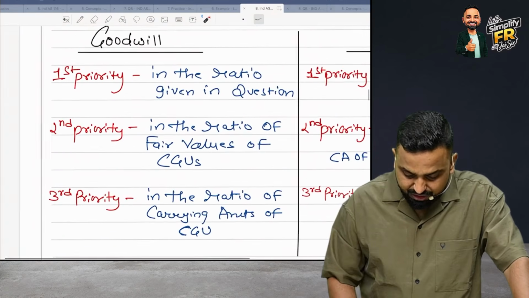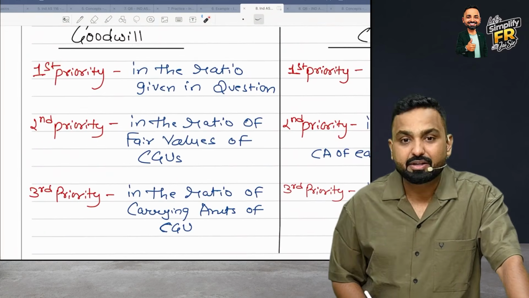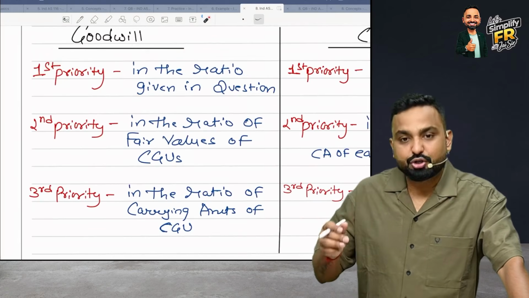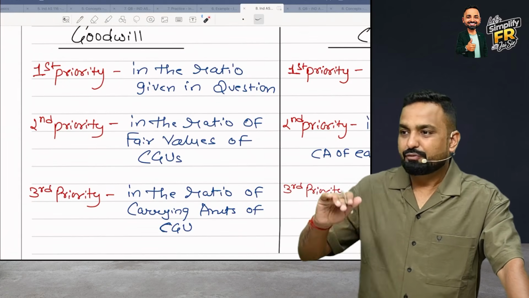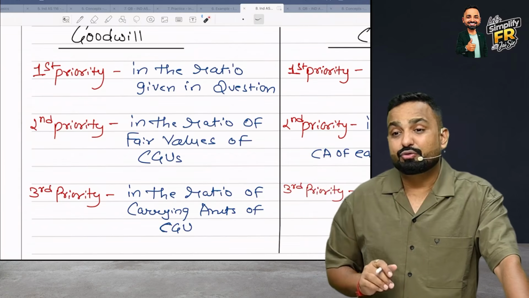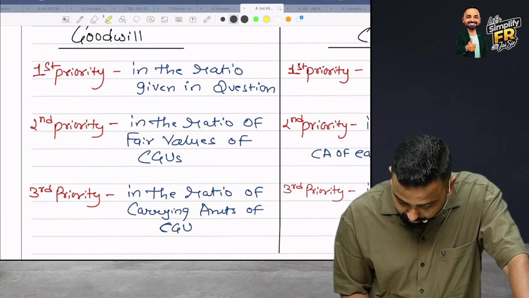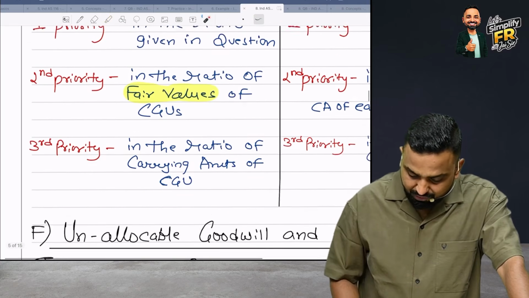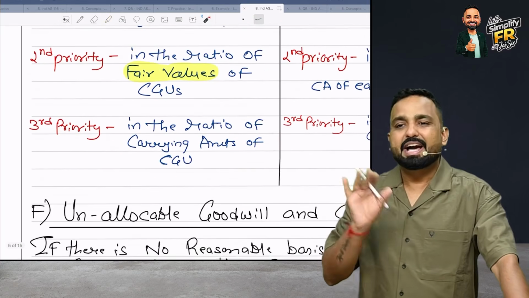Let us first discuss goodwill. What is the first priority? The ratio given in the question. For goodwill allocation, they will give you the ratio. Second priority, if they are not giving you the ratio, what will you do? Fair values of the CGUs, which they will give you. And if they are not giving the fair values, then the default is carrying amount of the CGUs.